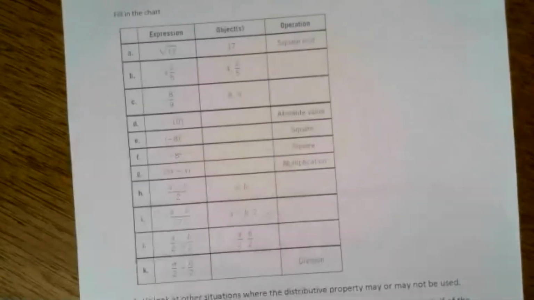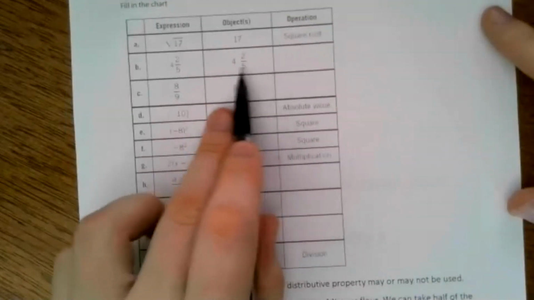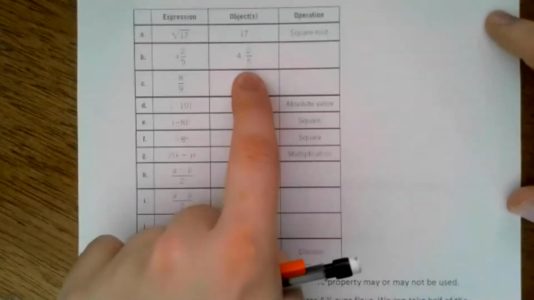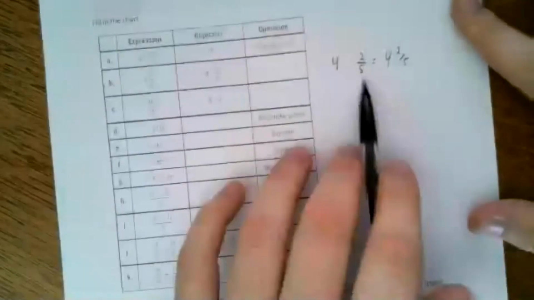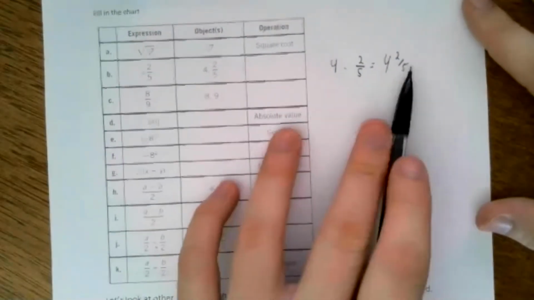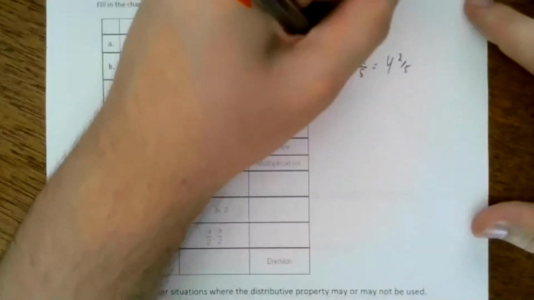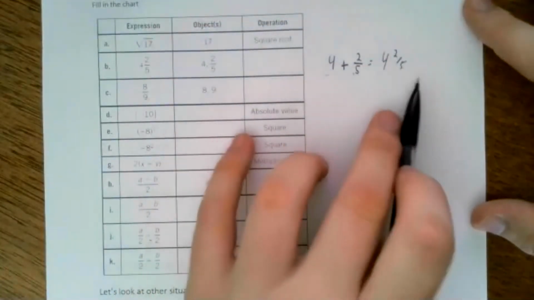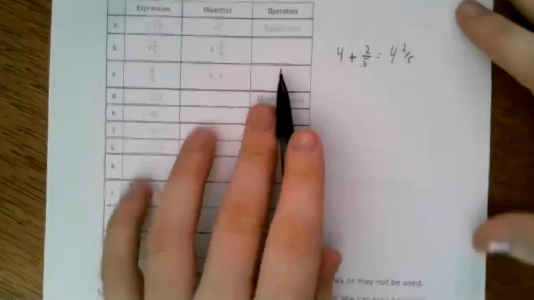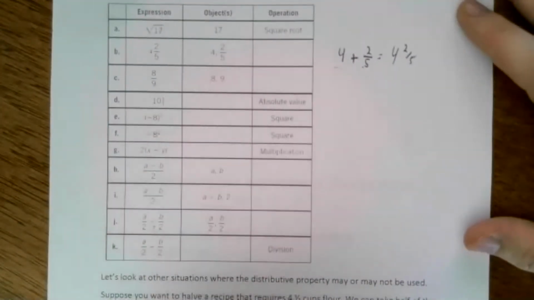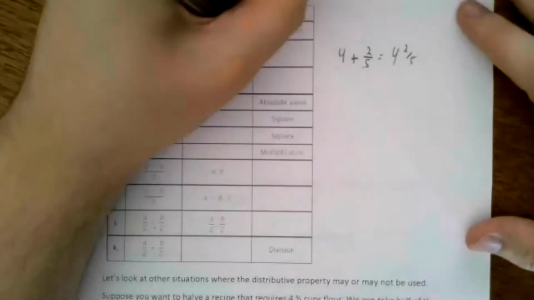So the way I would look at it is starting with these two numbers and getting to this. So 4 plus 2/5 is equal to 4 2/5. So I'm saying, what operation do I have to put right here to get to this? Well, I just need to add those together, right? So if I add 4 and 2/5 together, I get 4 2/5, right? So my operation here, it's not really shown, but it is addition.